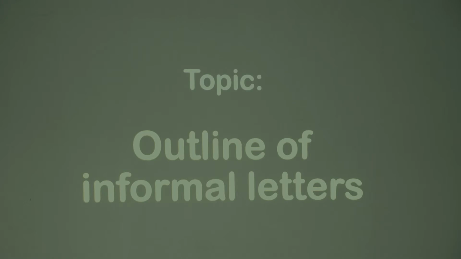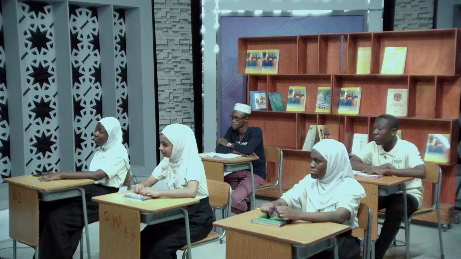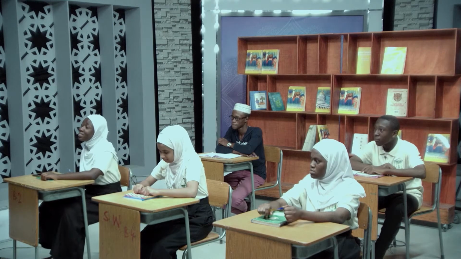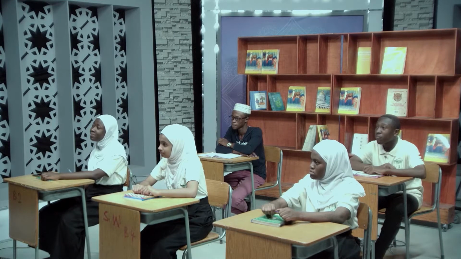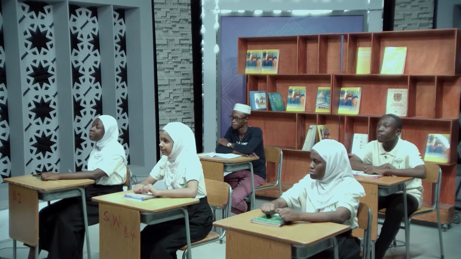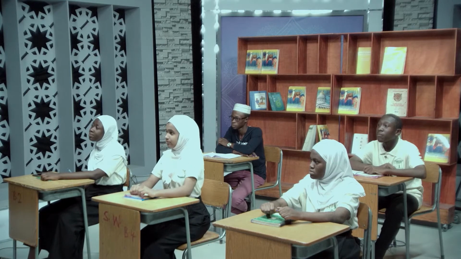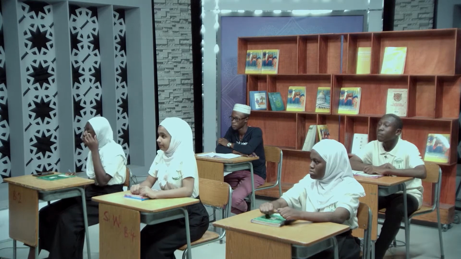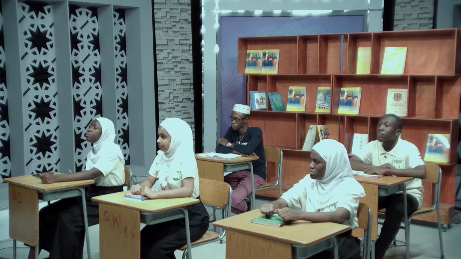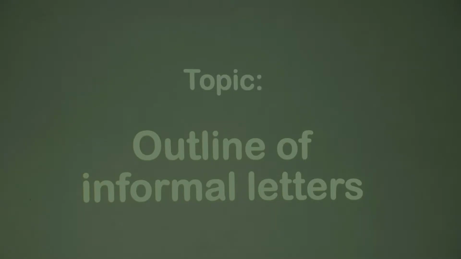Our topic for today is the outline of informal letters. Every essay has its own outline. In our last meetings, we looked at the purpose of the essay, how to get our purpose. Then we also discussed the audience, which is the receiver of the message. We also looked at the expected audience for the various essays. Then an assignment was given for you to do.